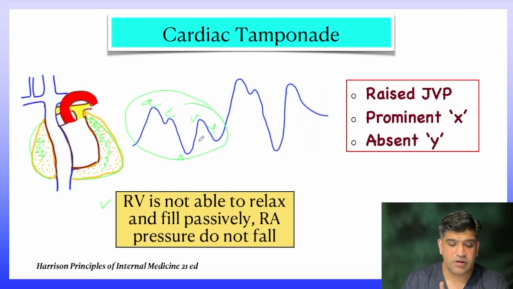Now the RA pressures do not fall. The RA pressures are high, that is JVP is high. So if this is the baseline, we have a high JVP. This is A, atria contracts, no problem. C, RV contracts, tricuspid valve bulges, no problem. The floor of the RA is pushed, it descends down and it becomes an X descent, no problem. The RA passively fills with blood from SVC and IVC, there is no problem.